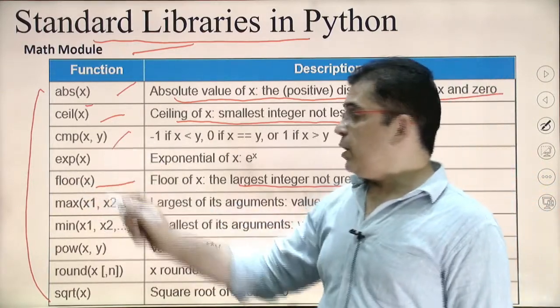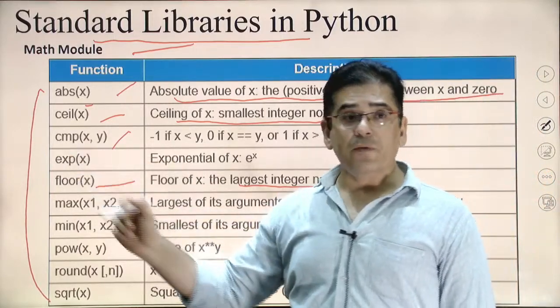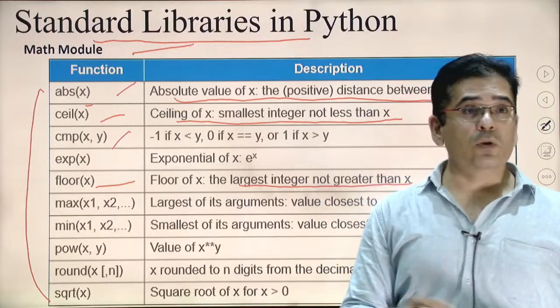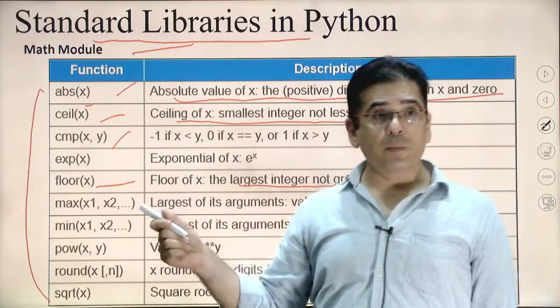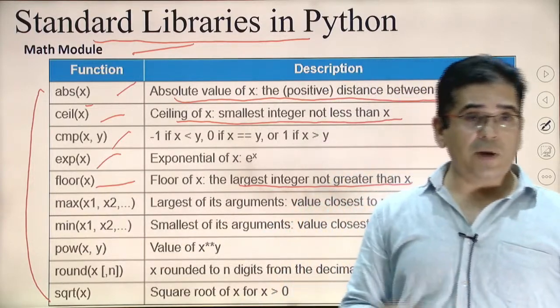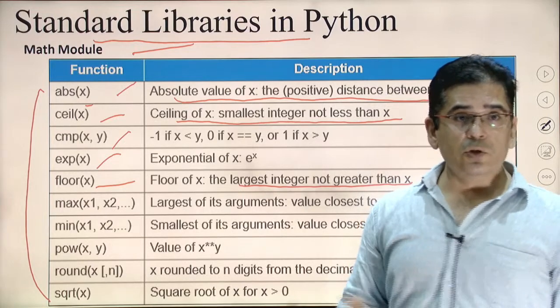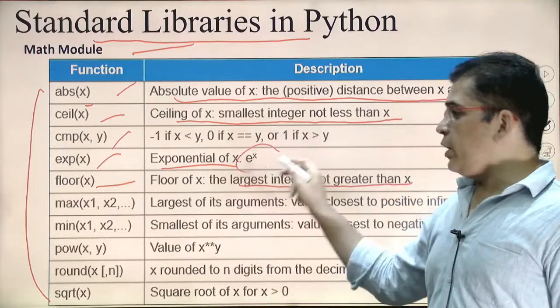Compare, cmp. If you want to compare two numbers, you simply use the inbuilt compare function. Within the brackets you just write two numbers, x and y. Here I have taken two numbers, and the comparison gives 0, -1 or 1. Exponential value: this is a very important function, generally called the raised to power function. It is used to find the exponential value of a number x. It will give you the value of e raised to power x.